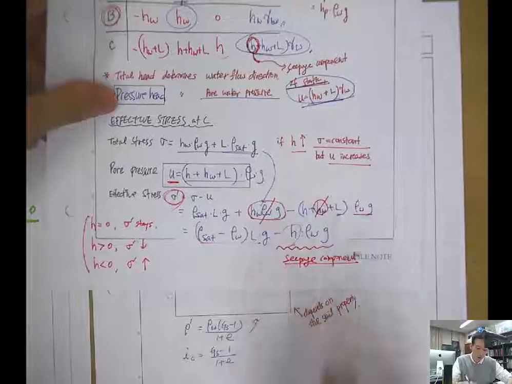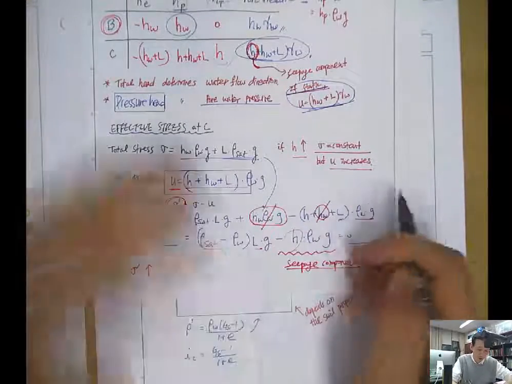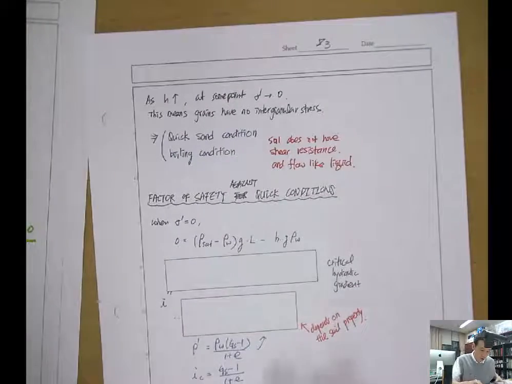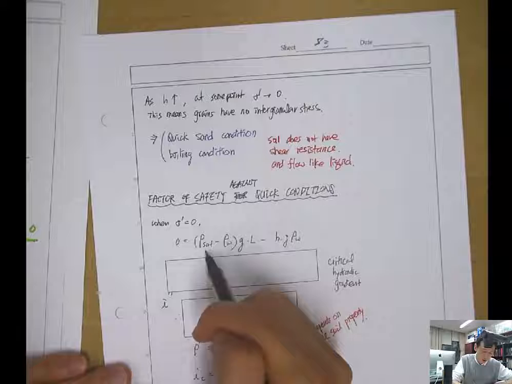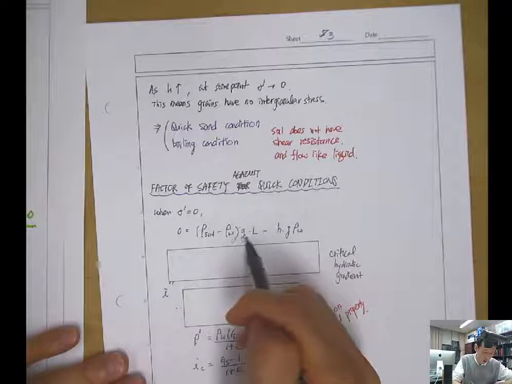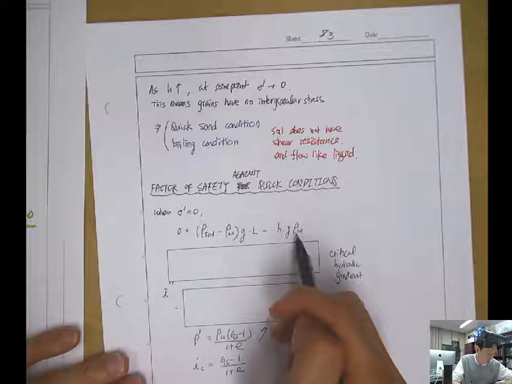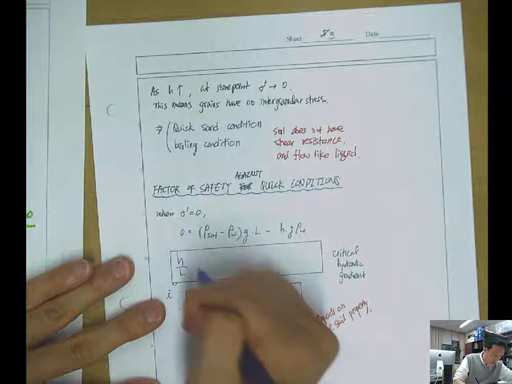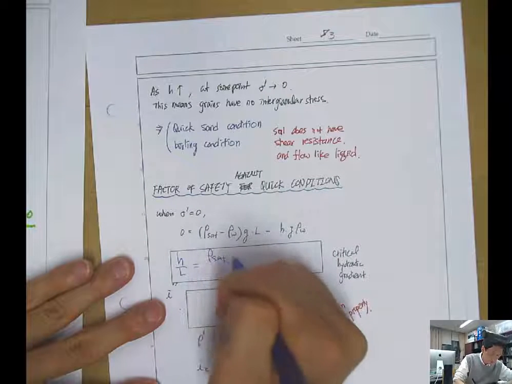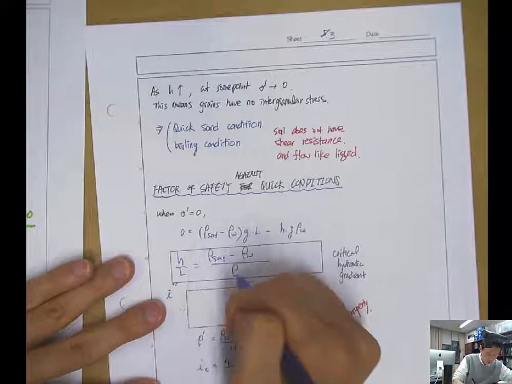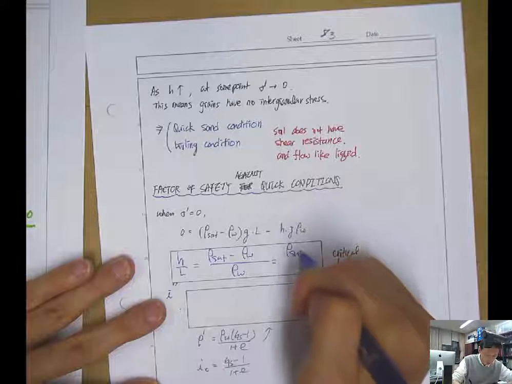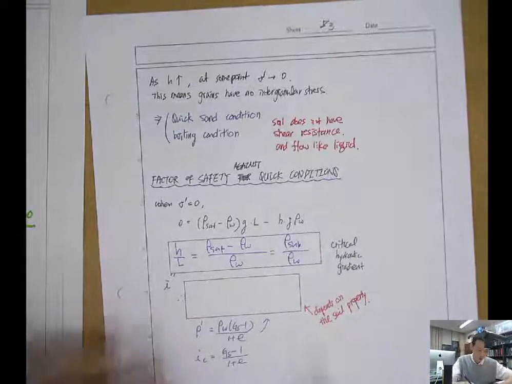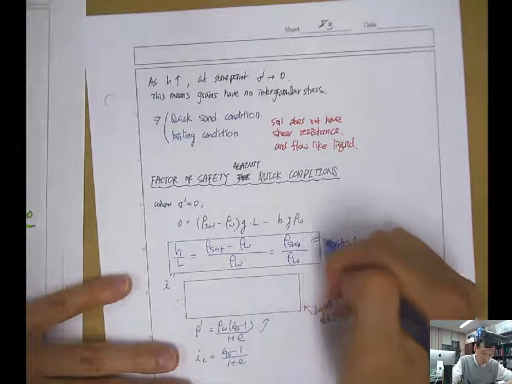From the previous equation, we can set the effective stress to 0 and find the H that causes the effective stress to become 0. When the effective stress is 0, rho sat times g times L minus H times g times rho W is 0. From that, H over L is (rho sat minus rho W) over rho W. This is fundamentally the submerged density over water density, and it is called the critical hydraulic gradient.